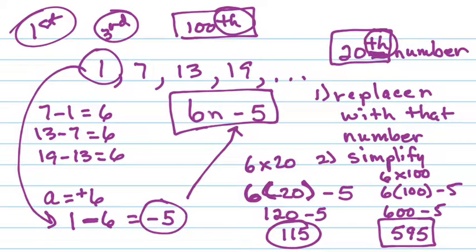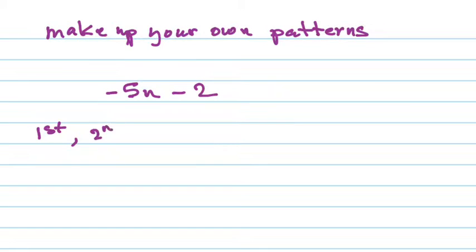Okay? Now, you'll do all of those patterns and all of those rules on the paper, and then at the very bottom, the last few questions ask you to find your own sequence. So just make up your own sequence. And it can literally be anything. So let's say I put negative 5n minus 2. That's a linear pattern. Now let's find the numbers that belong to it. The first one, the second one, the third one, and the fourth one.